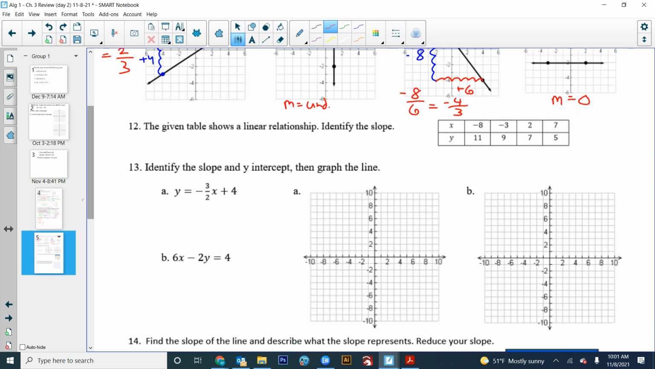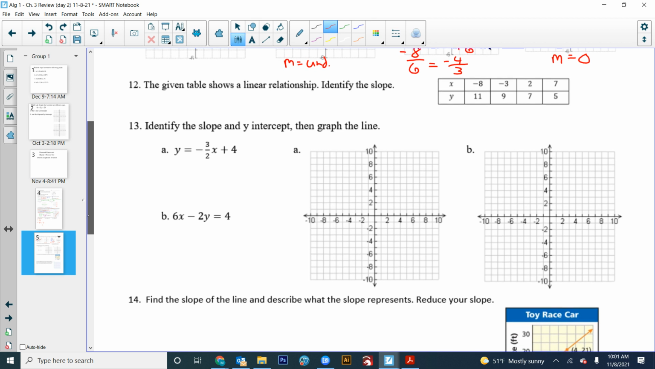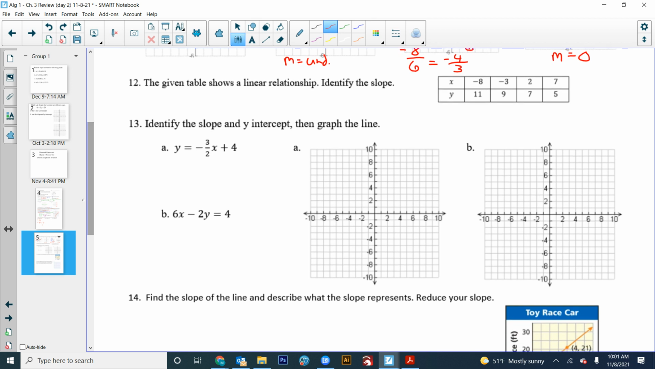All right. Any questions on 12 or 13? Any of those you'd like to go over? We're going to have to be kind of selective here. 12 or 13? You guys okay with 13b?